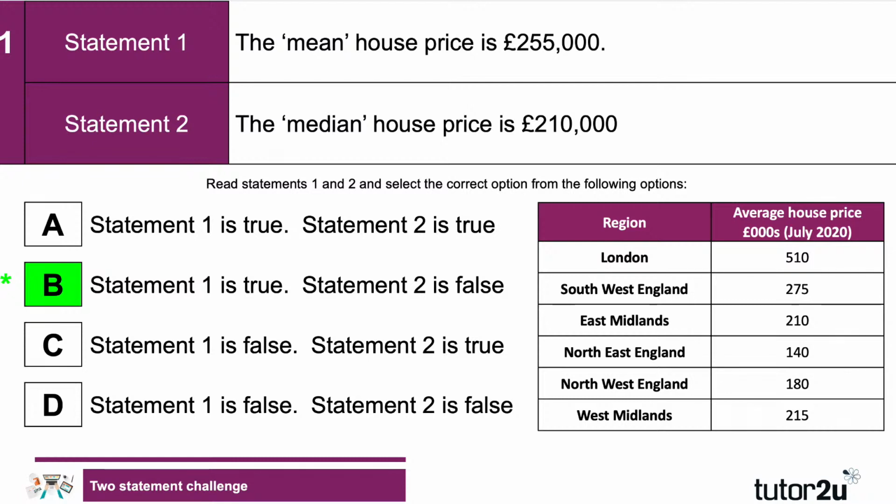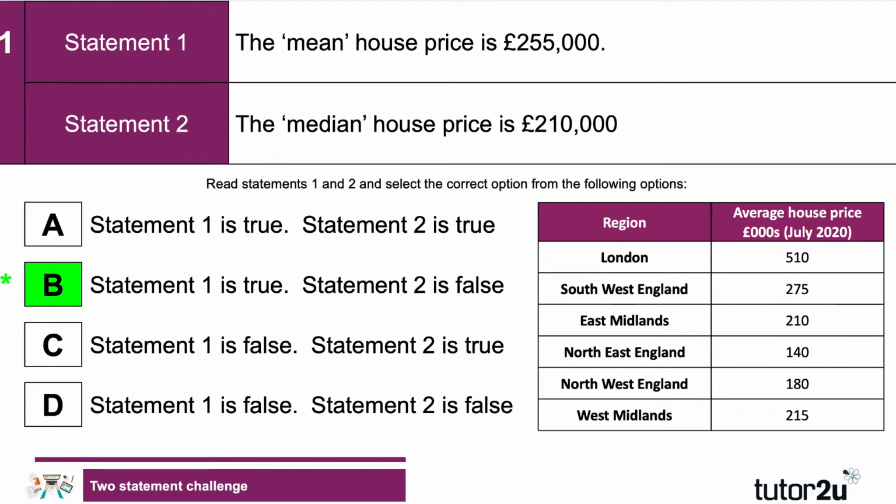Now the median is not £210,000. The median is the middle of a sorted list of numbers. So what we do is we place the numbers in order. And then if there's an odd number of numbers, then it's the middle number. But here it's slightly more difficult because there's an even number of numbers. So you take the two middle ones and then take an average of those. So we're taking 210,000 and 215,000 and dividing by 2 to get the median as £212,500. So well done for those of you who got B.